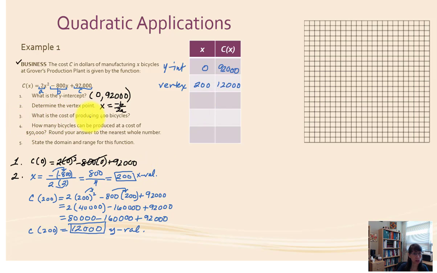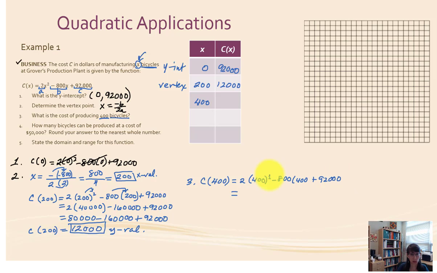Question 3. What is the cost of producing 400 bicycles? So 400 bicycles means 400 is the input, because back in the scenario, x represented bicycles. So we're going to have an input value now of 400. Looking at question 3, we're looking at the function now being evaluated with x value of 400. So 2 times the quantity of 400 squared minus 800 times 400 plus the 92,000.